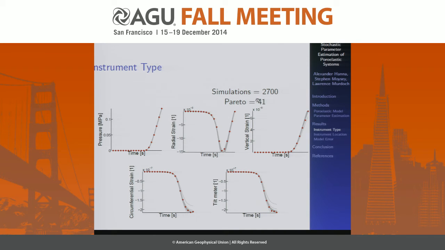This is just showing how we're fitting the data. I ran 2,700 simulations, and I'm taking the 41 Pareto optimal sets, the best solutions that we found so far. They all fit the data pretty well and are pretty similar to each other, even though they're coming from a pretty broad range of parameter values.